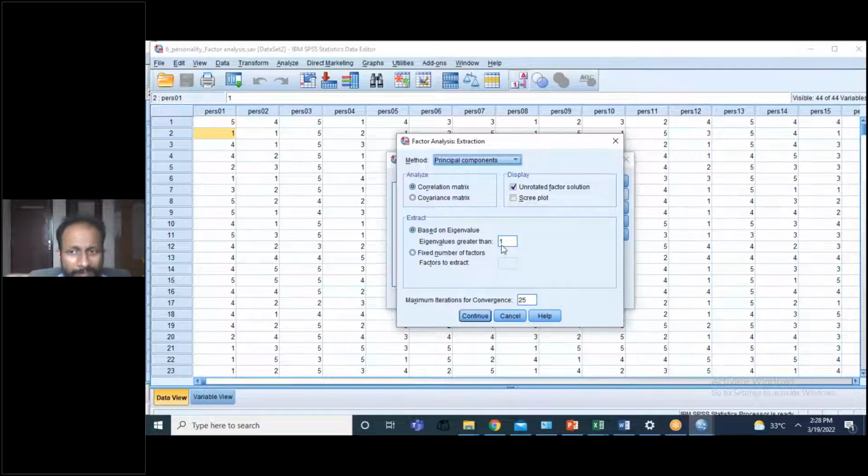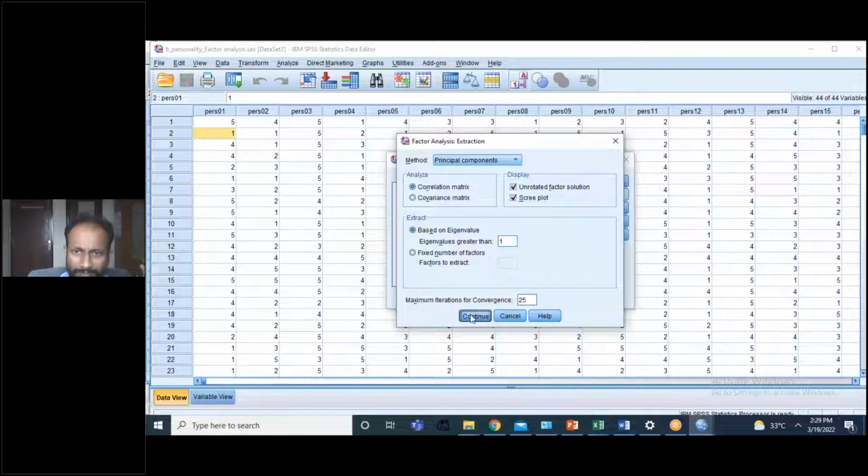So eigenvalue is nothing but the square of the sum of all factor loadings. I'll explain what is meant by factor loadings, and also what eigenvalue exactly is, and how it makes sense to go ahead with eigenvalues greater than 1. Then here you have to choose something called a scree plot, which gives the graphical representation of the eigenvalue.